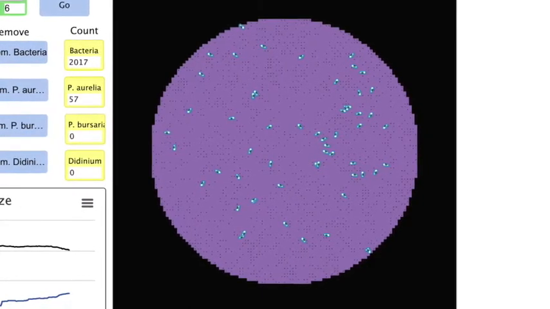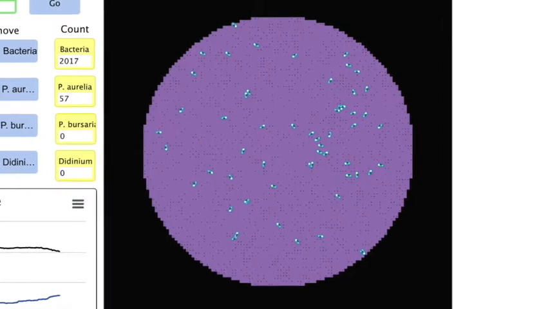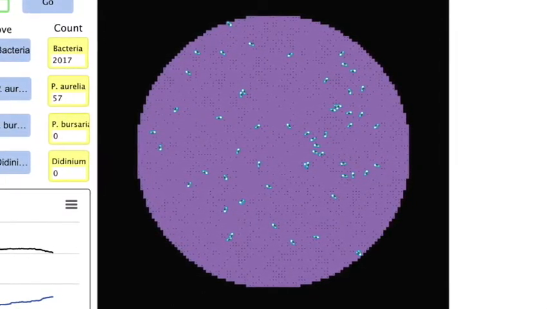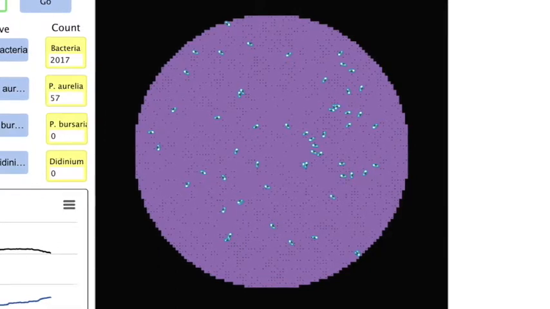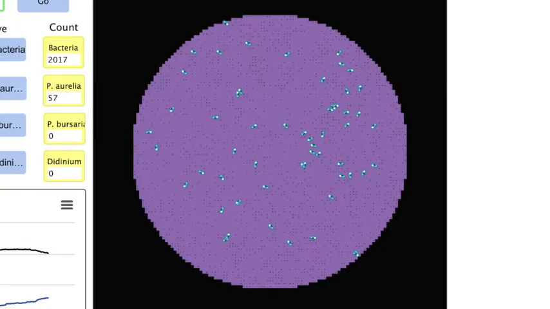The bacteria count got to 1,774, and the P. aurelia increased by 74 in just 947 ticks. The count of P. aurelia started at 50, and the bacteria started at 201.